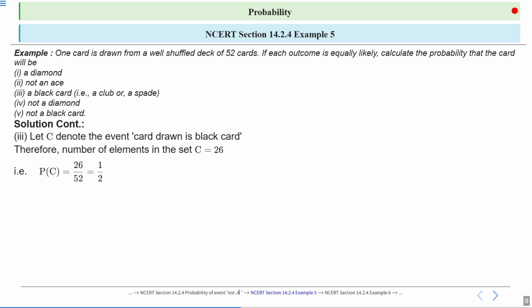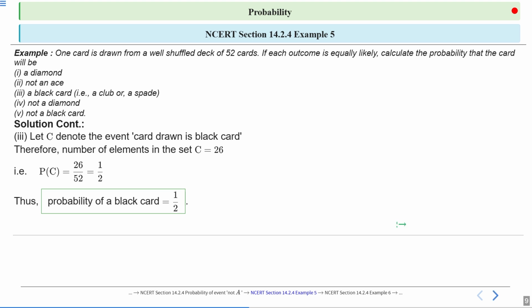And what is the probability of C? Probability of C is the number of elements in set C divided by the number of total outcomes. So probability of C is 26 divided by 52, and this is equal to 1 by 2. So the probability that the card drawn is a black card is 1 by 2. Clear? I hope it is clear to all of you.